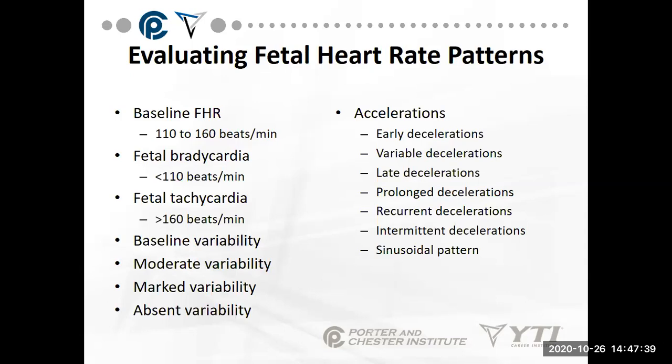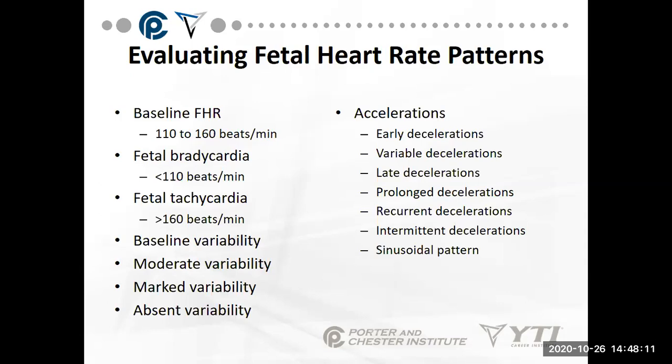Fetal tachycardia, rapid heartbeat. Fetal tachycardia is a baseline fetal heart rate that is greater than 160 beats per minute that lasts 2 to 10 minutes or longer. It can be caused by maternal fever or maternal dehydration. So when fetal tachycardia occurs along with loss of baseline variability or late decelerations, immediate intervention is going to be required.